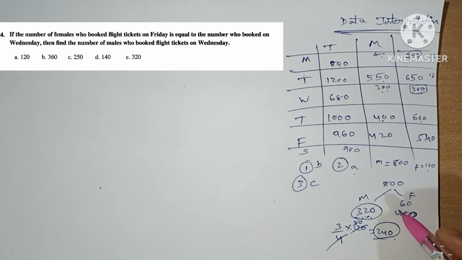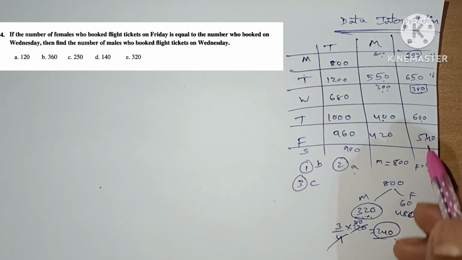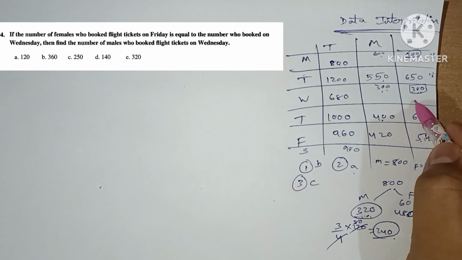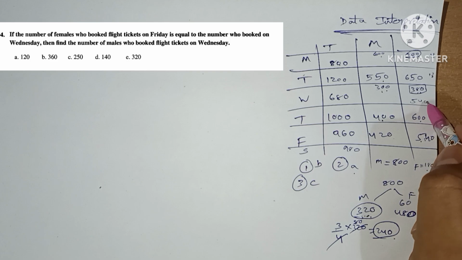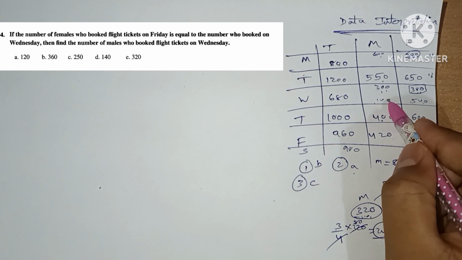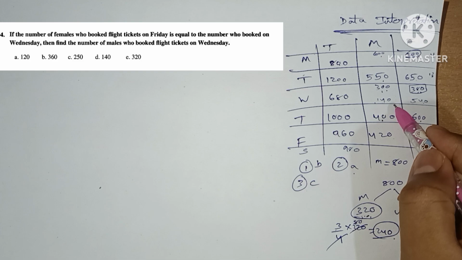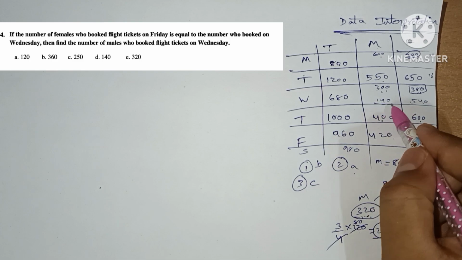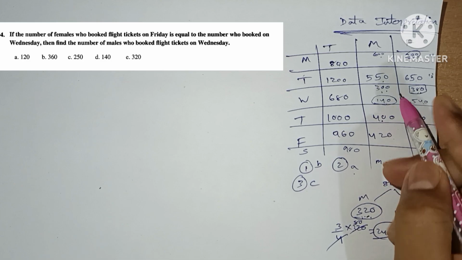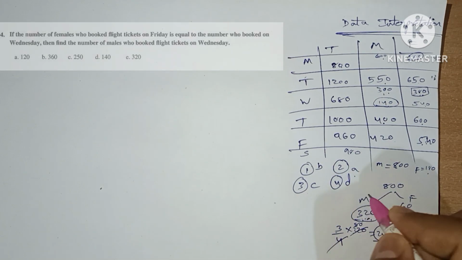Now moving to question number 4. If the number of females who booked the flight ticket on Friday, this one, is equal to the number who booked on Wednesday. So talking about this, it is 540. If it is 540, then this will be 140. Now the question asked is find the number of males who booked flight tickets on Wednesday. So we got this one. This is the question asked, 140. So the answer will be option D for the fourth one.